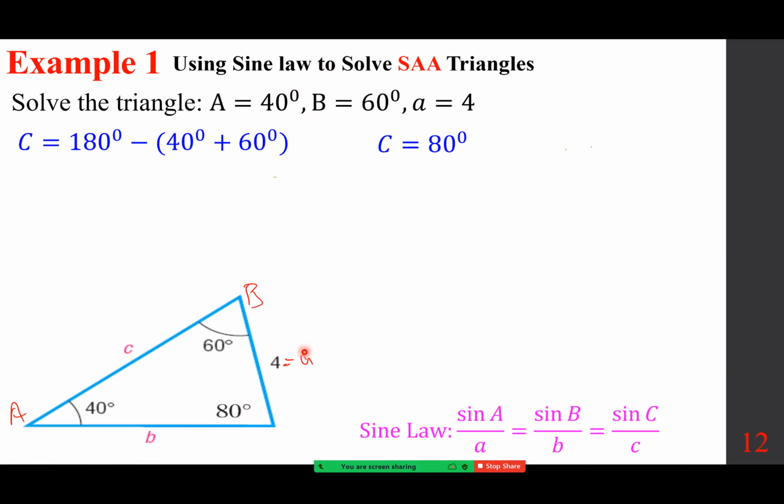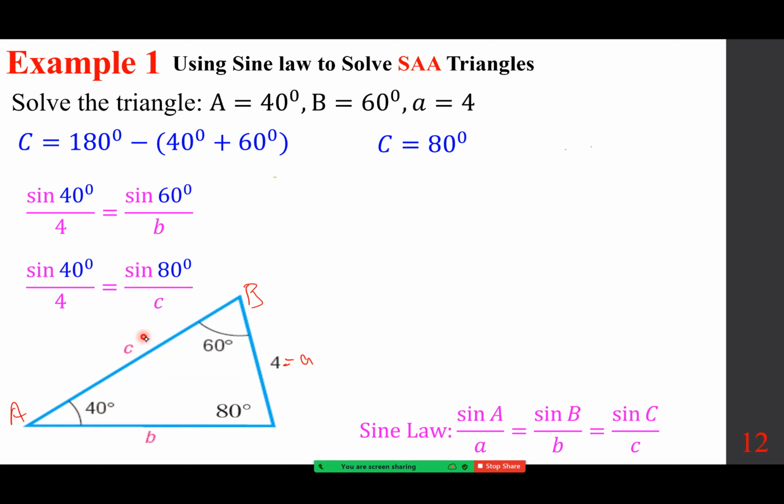Since this side is given, we use the sine law for this side since lowercase a is given. So sine of 40 over 4 is sine of 60, the first one that was given, over B, is equal to sine of 80 over C. So this one and this one, we can separate them in this manner. Sine of 40 over 4 is sine of 60 over B is sine of 80 over C.